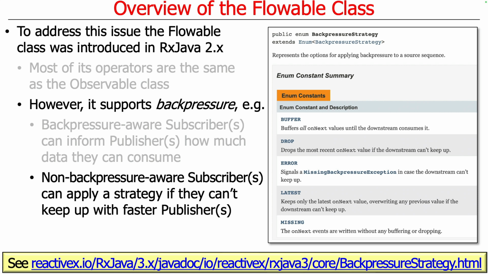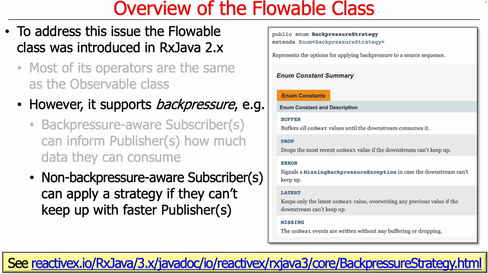We'll see that there's some other strategies like drop. It says, hey, if too much stuff comes in, just drop everything except for the most recent value. Sorry, it drops the most recent value if the downstream can't keep up. That's kind of like Lucy and her friend in the chocolate factory, where if things were going too fast, they just threw the chocolate in a trash can. There's also an error back pressure strategy which says when we start missing stuff, throw an exception, say we can't keep up. There's also one called latest, which is a little bit like drop, except it only keeps the latest value and it overwrites any previous value.